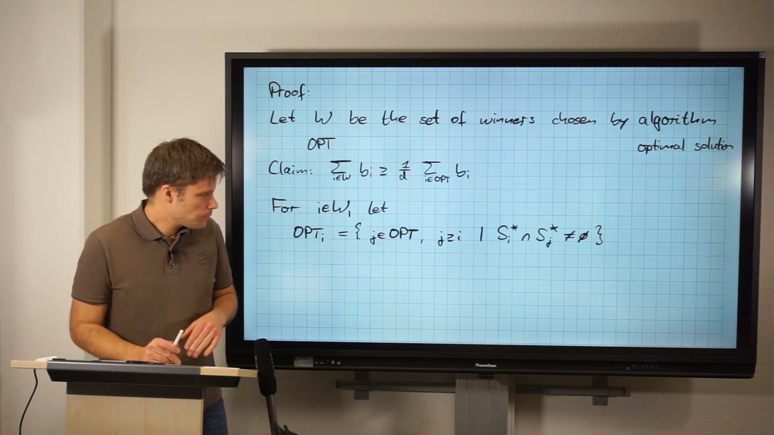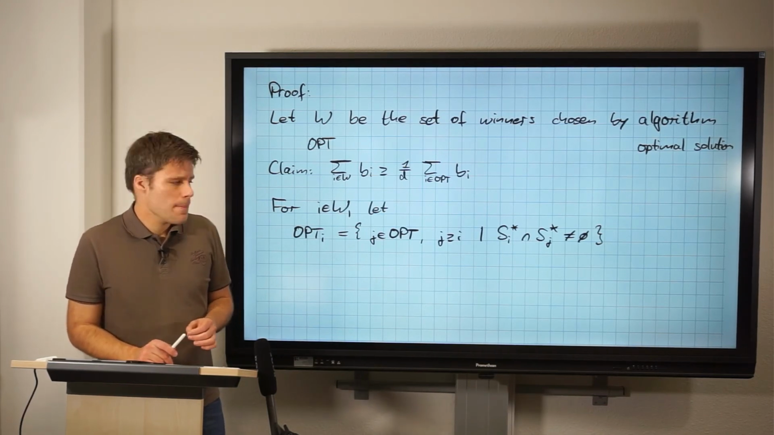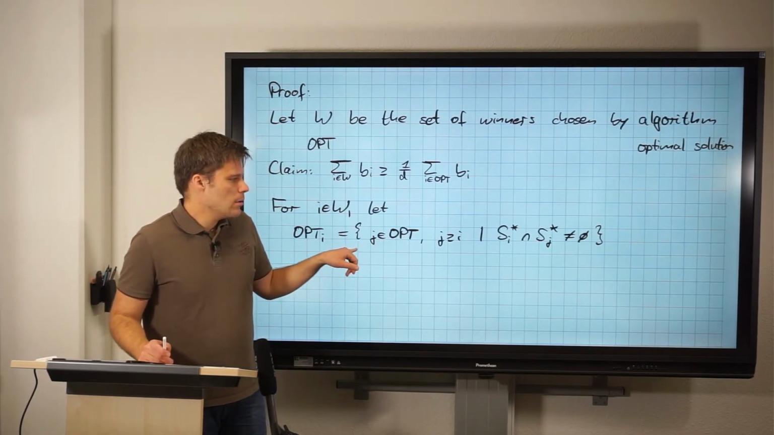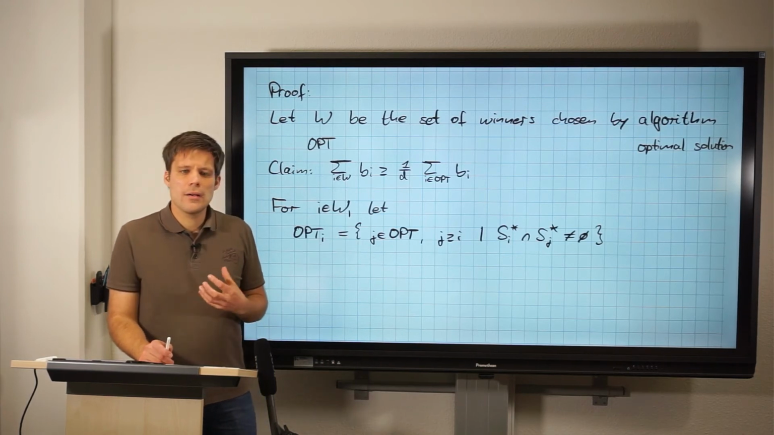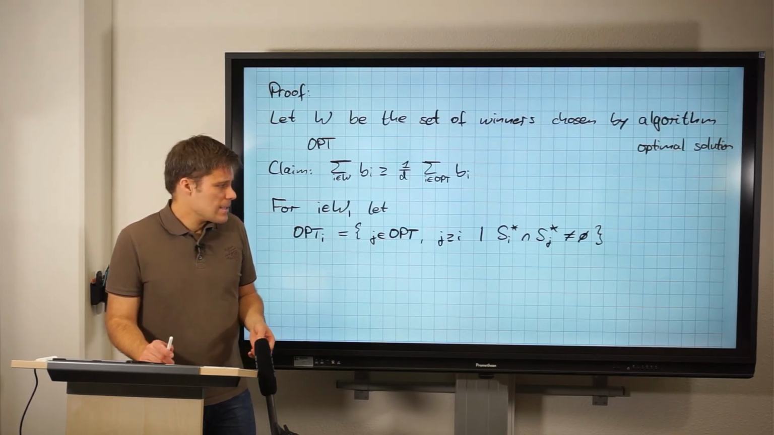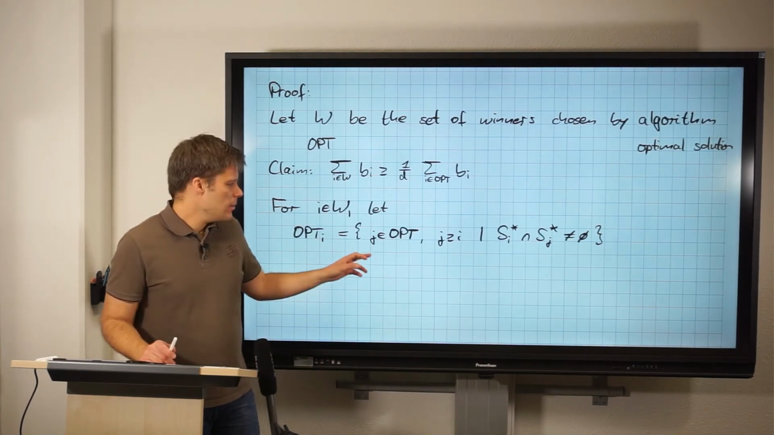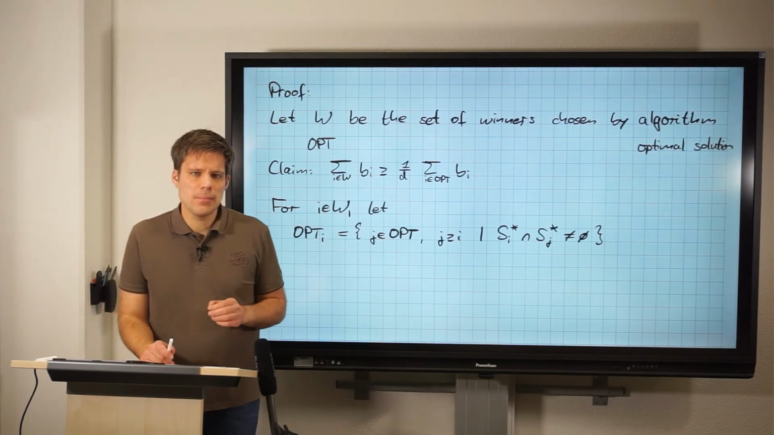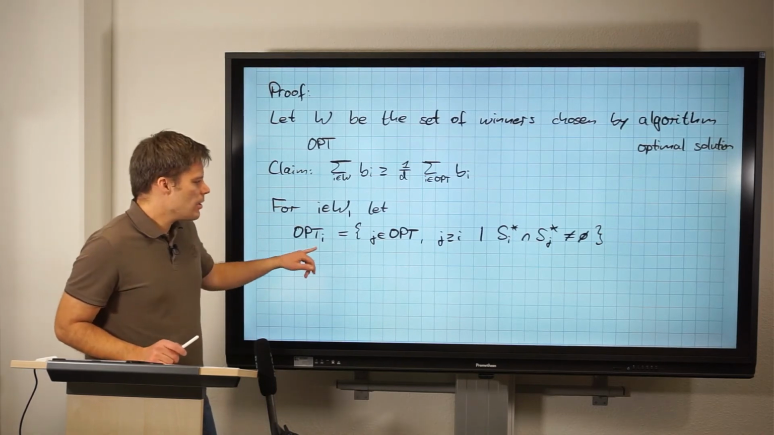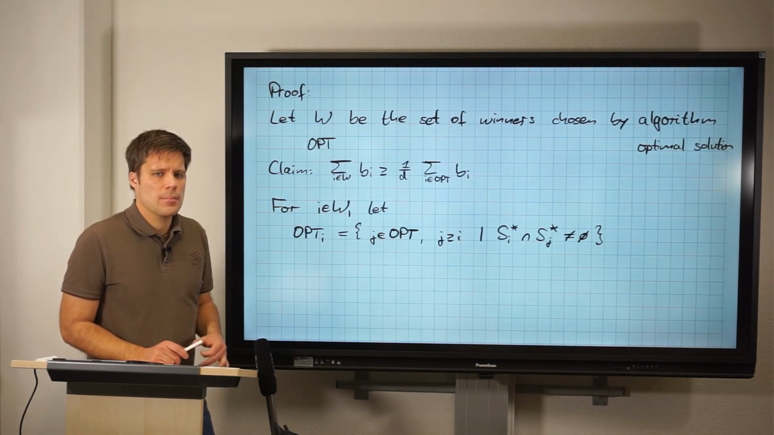By the way, what does it mean if I itself is in opt? Then this set contains exactly the ones in opt who have a non-disjoint intersection with S_I star. But if I is itself in opt, then this set will also contain simply I. But in other settings, and this is the way you should think about this, these are exactly the ones that we're losing from opt because we are accepting bidder I.